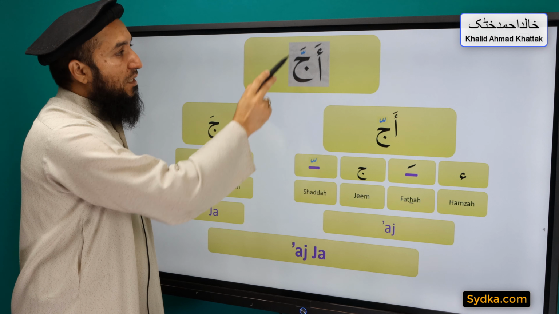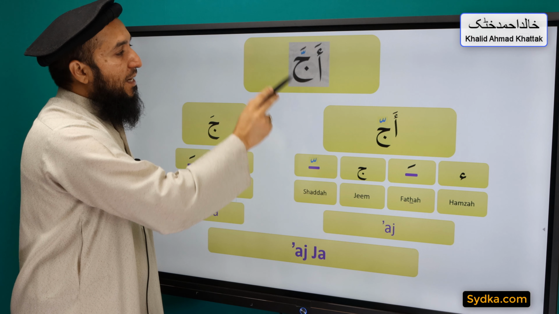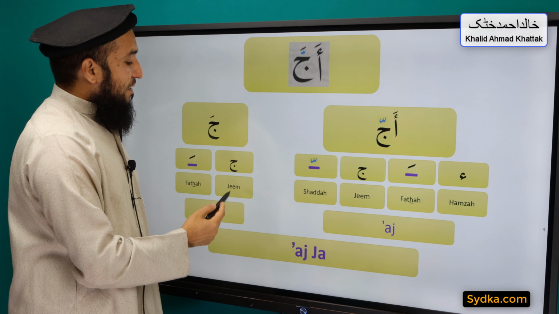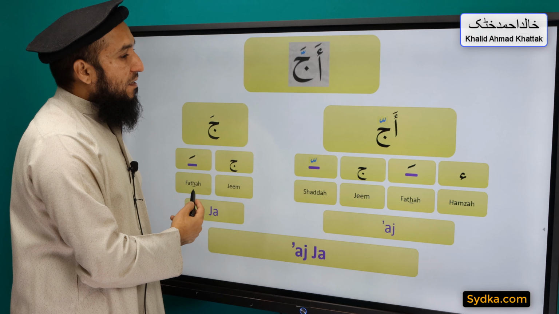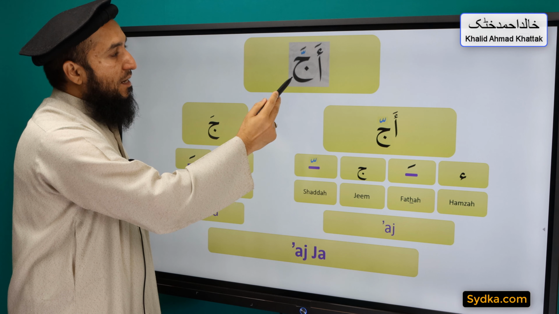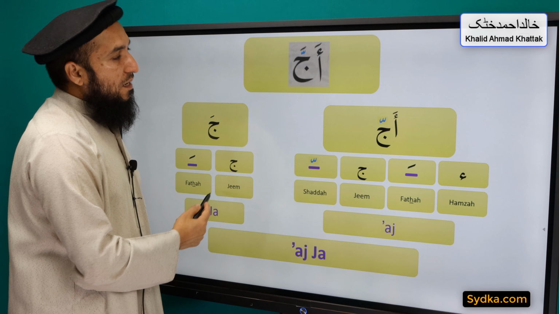Jim is a light letter, it has Fatha on top of it and it is prolonged for one count. Jim Fatha Ja. Combining both syllables together we have Ajja, Ajja.